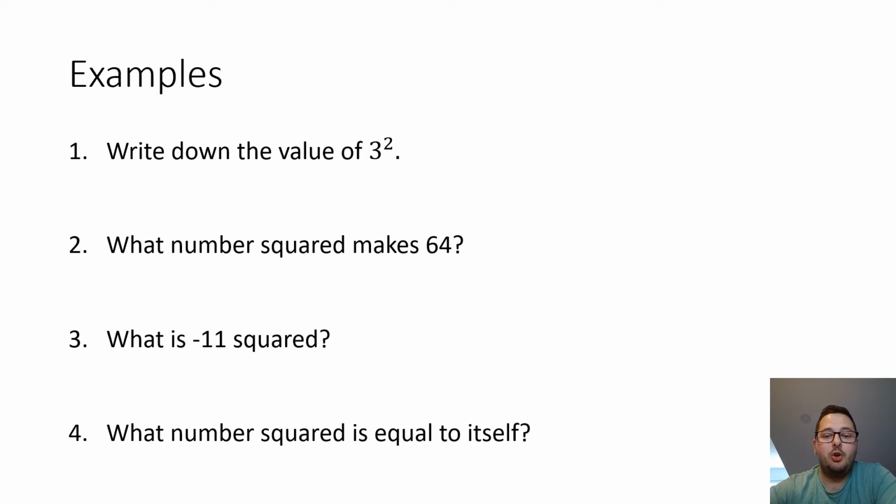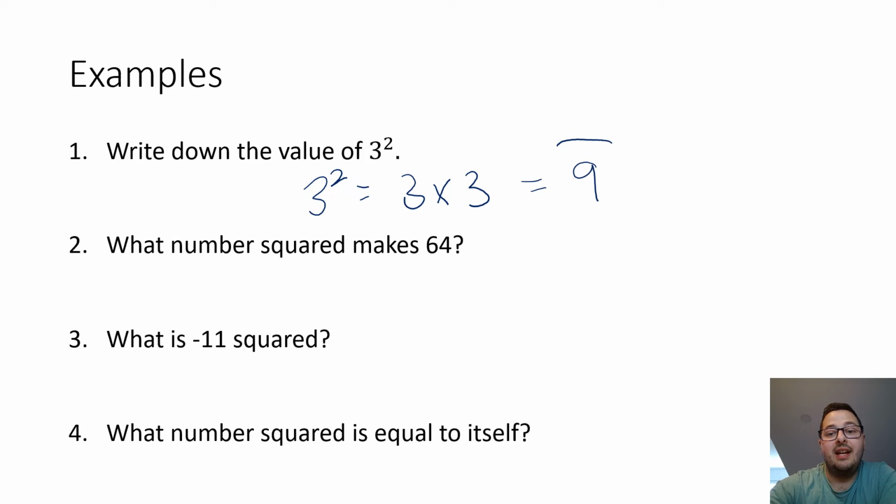Let's try a couple of questions then. As always, feel free to pause the video and have a go yourself, but we will do them together now. Number 1, we want to write down the value of 3 squared. Well, 3 squared is just 3 times itself, so 3 times 3, and that is 9. So that's the answer to the first one.